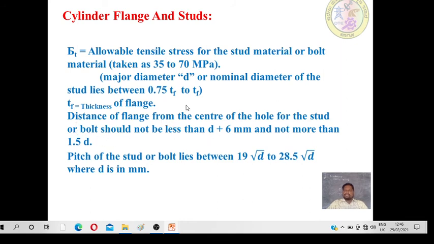Distance of the flange from the center of the hole for the stud or bolt should not be less than d plus 6 mm and not more than 1.5 d. So whenever we are finding out the distance of the flange from the center of the hole, we should compare with this. Pitch of the stud or bolt lies between 19 root d to 28.5 root d, where d is in mm.